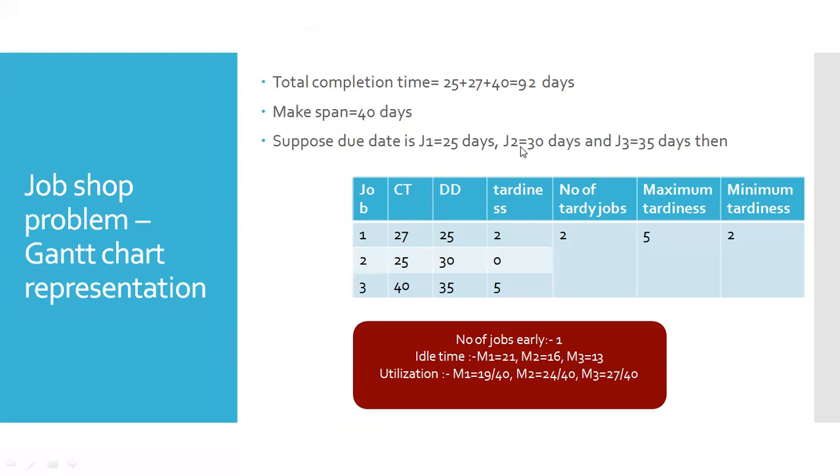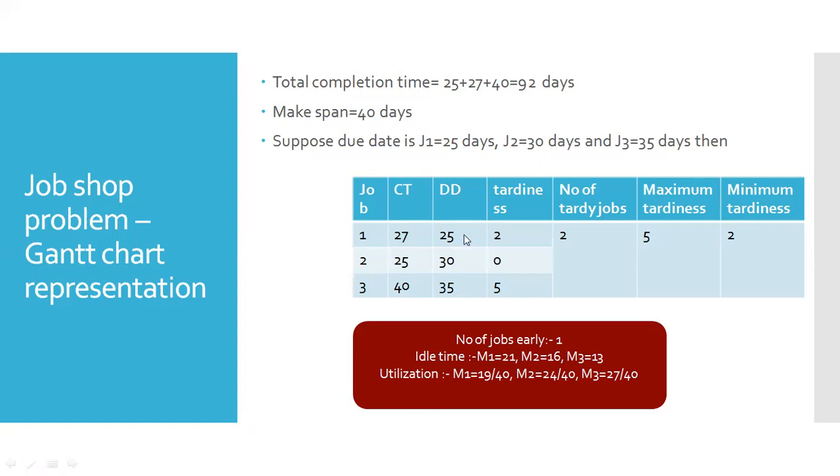Job 2, suppose it will be 30 days for job 2 and 35 days for J3. So for jobs 1, 2, 3 the CT is 27, 25 and 40, where CT means completion time. 27 plus 25 plus 40. Due date is DD, that is 25 for job 1, for job 2 it will be 30 and for job 3 it will be 35.